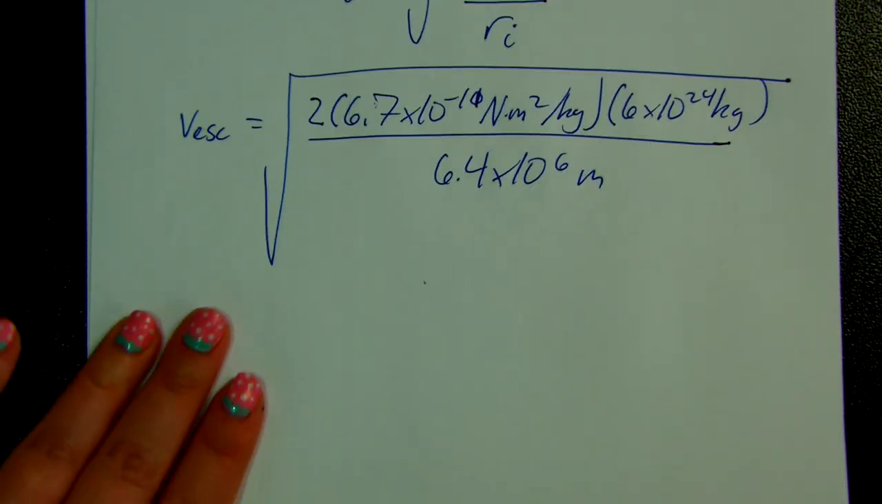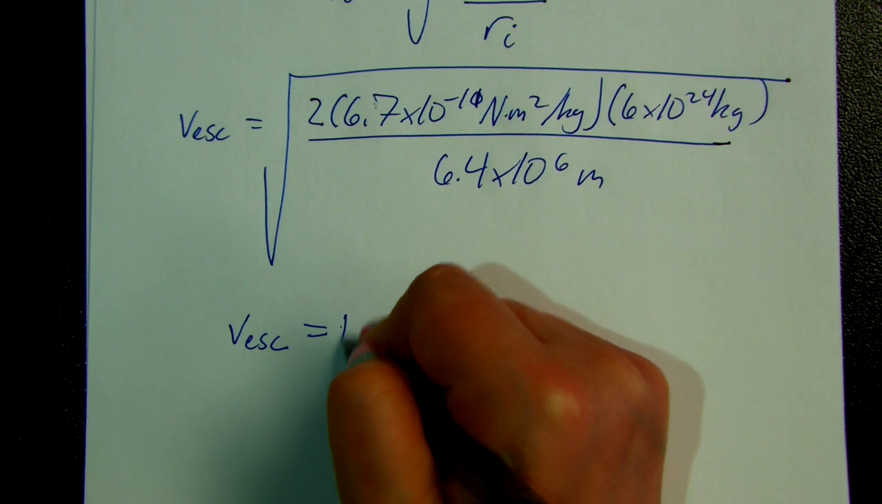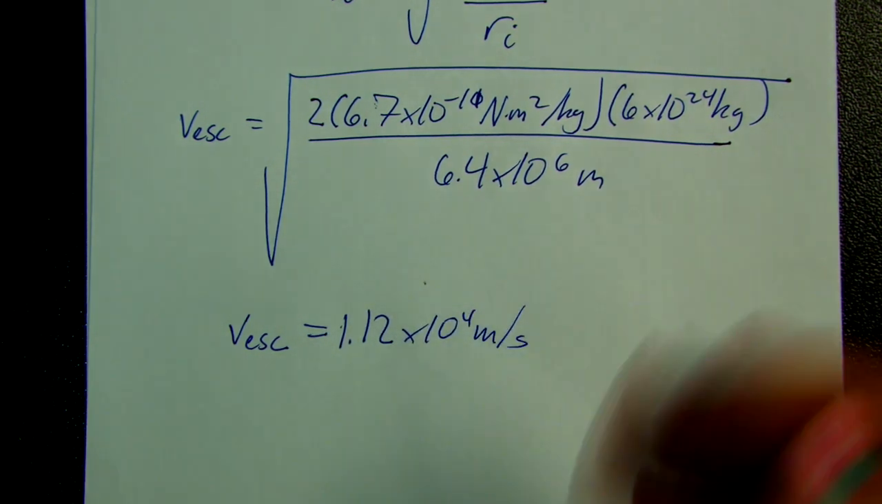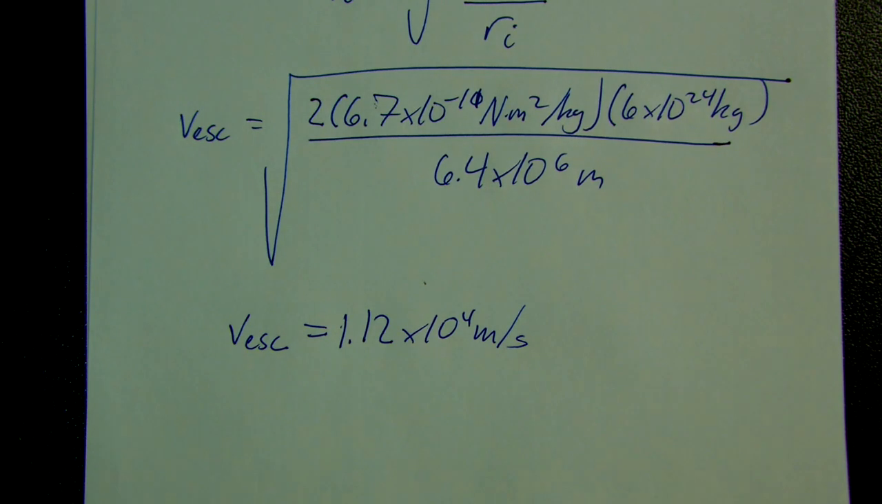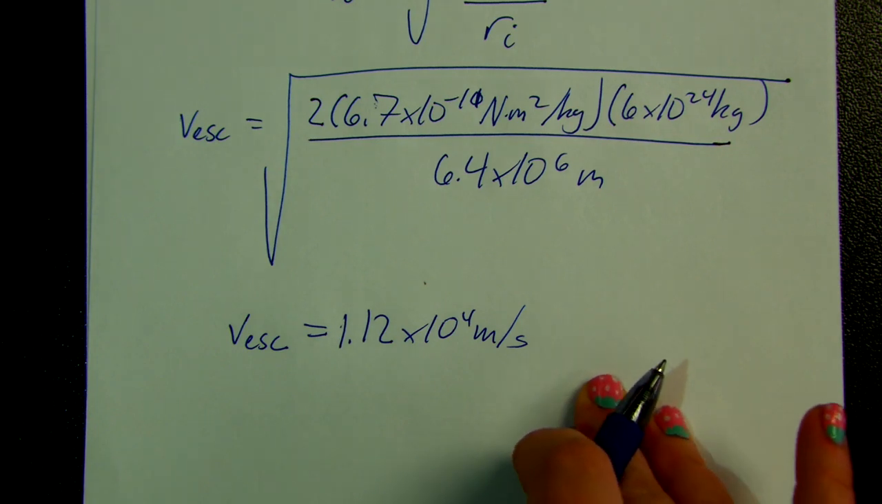And so the escape velocity from Earth, assuming absolutely perfect conditions, is equal to 1.12 times 10 to the 4 meters per second. Of course, this neglects friction, air resistance, etc. So you have to be going at least that fast in order to escape the planet.